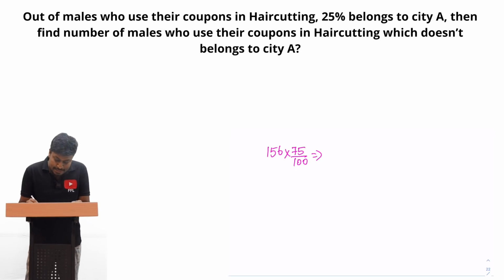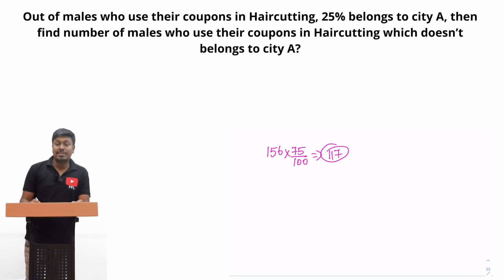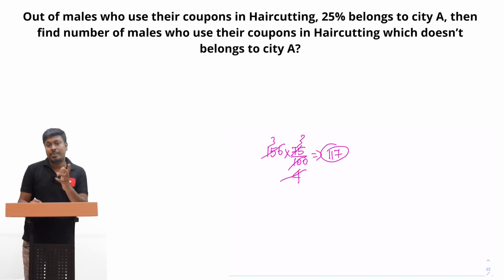Got it? So if you cancel it, this becomes 117. Because if you cancel on the 25 table, 3 times 4 times, cancel on 3 twos are 12, then remaining will be like 3 into 36, 9 fours are 36, 27, so 117. So we can say that 117 will be the answer for this question. Got it? So very easy and simple to solve.